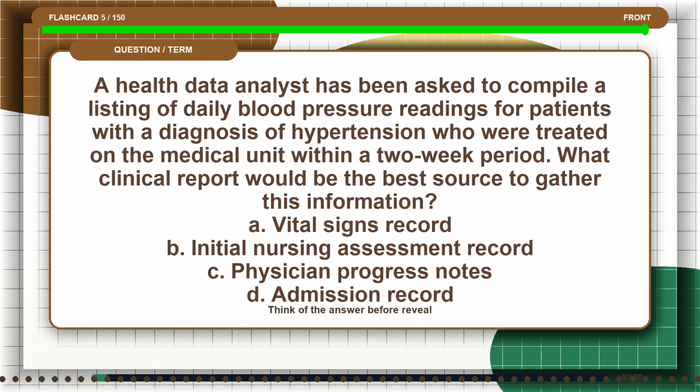Flashcard 5. A health data analyst has been asked to compile a listing of daily blood pressure readings for patients with a diagnosis of hypertension who were treated on the medical unit within a 2-week period. What clinical report would be the best source to gather this information? A. Vital signs record B. Initial nursing assessment record C. Physician progress notes D. Admission record. Think of the answer before the reveal.